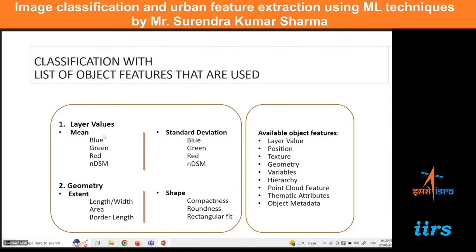So mean value from these 4 layers, standard deviation from these 4 layers. And from the geometry features we took area, border length, and width, and from shape we used compactness, roundedness, and rectangular fit. There is no hard and fast rule on what features you should select. It depends upon your application and your study area. So you can try different combinations and check the accuracy.